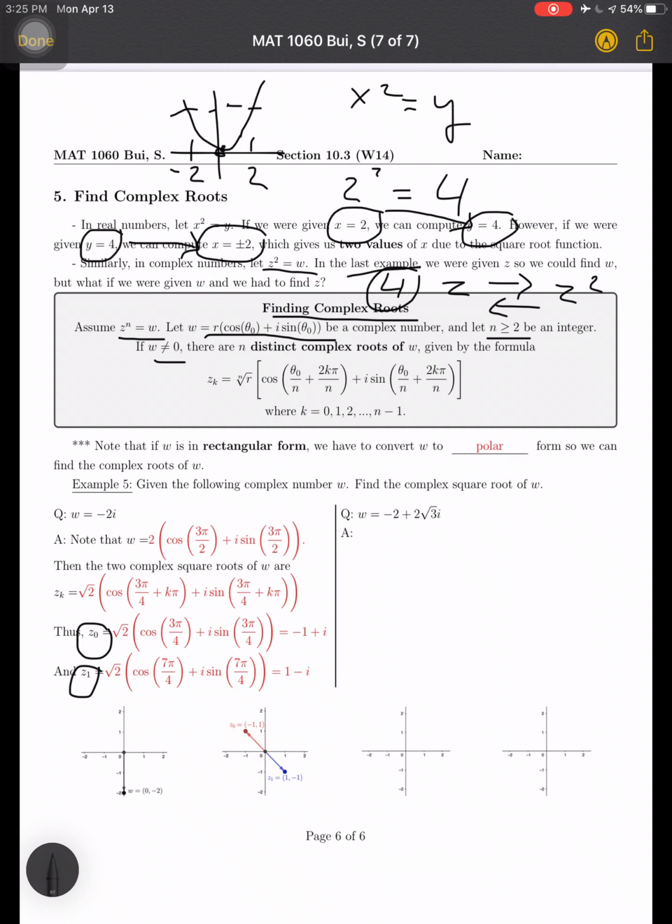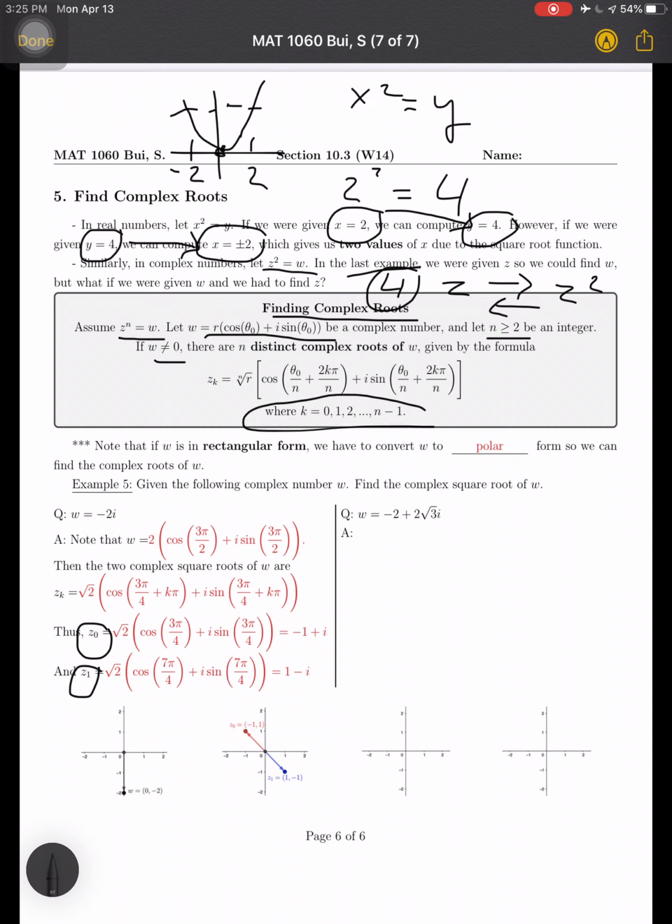We're going to call it z0 and z1. If you were to have z cubed, then we're going to have 3 distinct roots. We're going to call them z0, z1, z2. If you have z to the fourth, then we will have 4 distinct complex roots. We're going to call them z0, z1, z2, z3. And if you have z to the 5th power, you're going to have 5 distinct complex roots. We're going to call them z0, z1, z2, z3, and z4, okay?